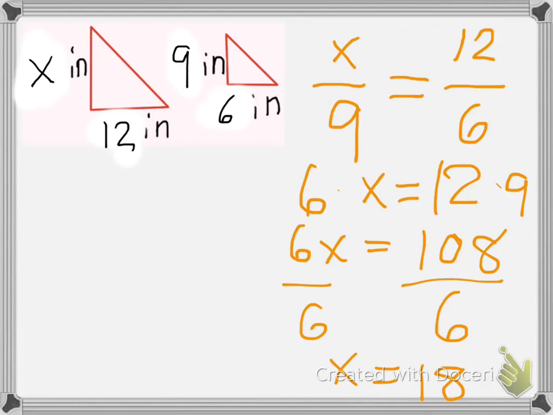For the next problem, the length of the bigger shape is unknown. So the length is known as x for now, and the width is 12. For the smaller triangle, I should say, the length is 9 inches, and the width is 6 inches. Note these drawings are not drawn to scale.